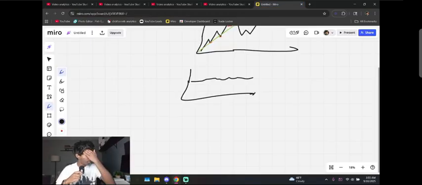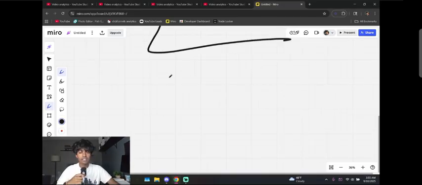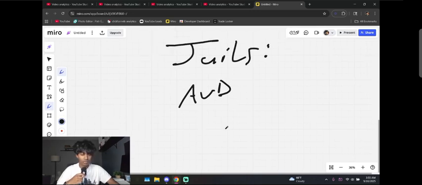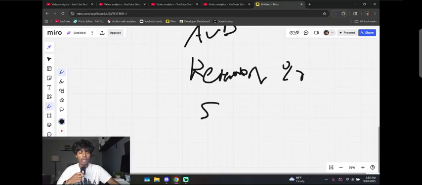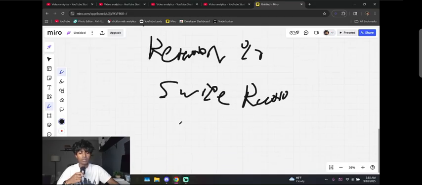So I'm going to put all these down for you so it makes a little more sense. All right. So when we're looking at jails, I guess we can just put jails. We need to look at 3 factors. The first thing is the average view duration. How many seconds are people watching for? We're going to look at the retention percentage. So what is the percent of people who are actually watching? We're going to look at the swipe through ratio, which is how many people decide to actually stay. And then we're going to look at the niche.